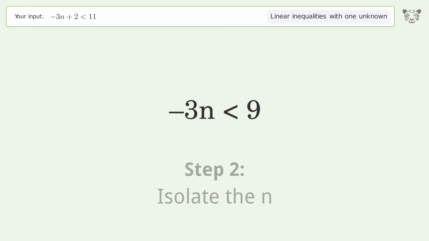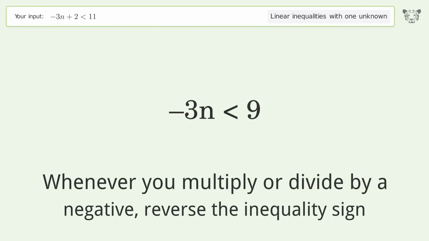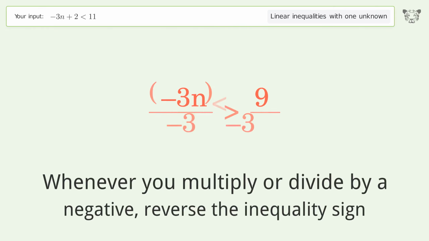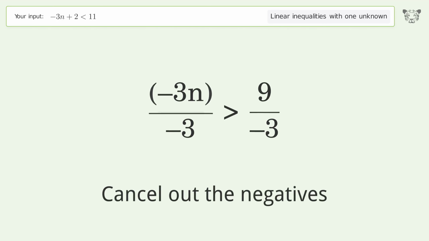Isolate the n. Divide both sides by -3. Whenever you multiply or divide by a negative, reverse the inequality sign. Cancel out the negatives.